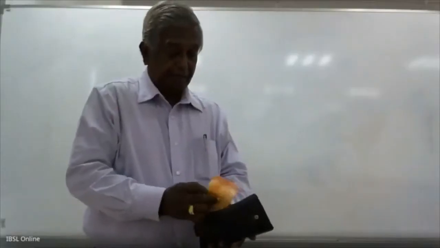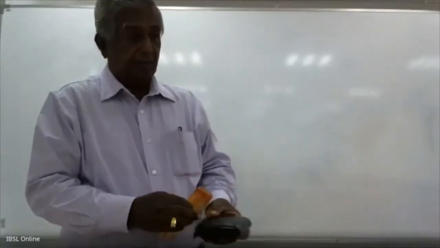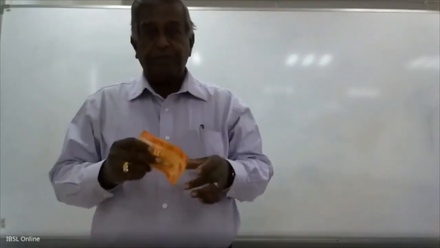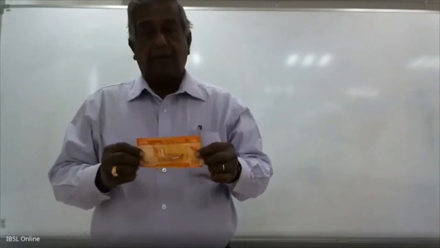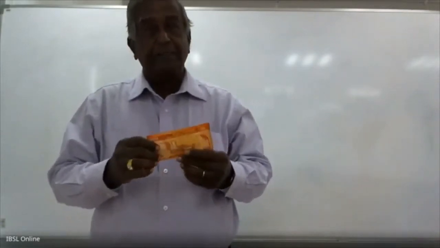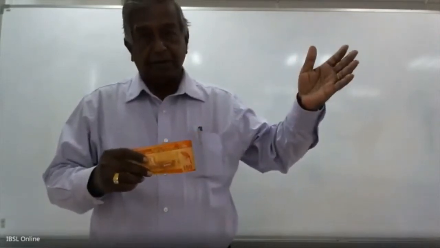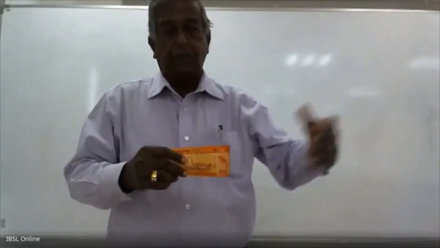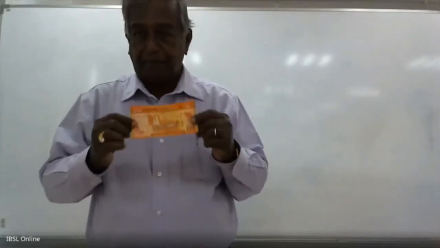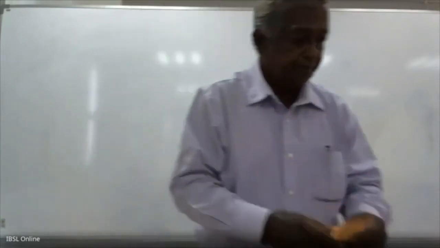Time value of money. This we know, this is a 100 rupees note. Even today, this is 100 rupees. Last year, 100 rupees. Before that, also 100 rupees. Even the coming years also it is going to be 100 rupees. We call it the face value of the money. Face value of the money, 100 rupees.